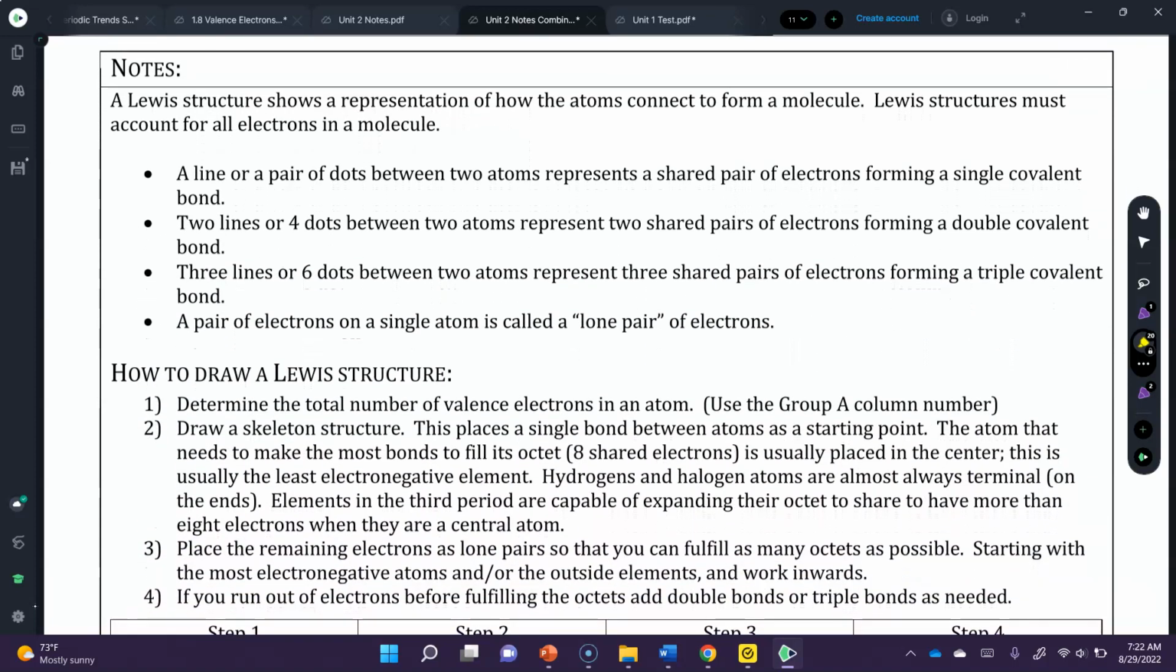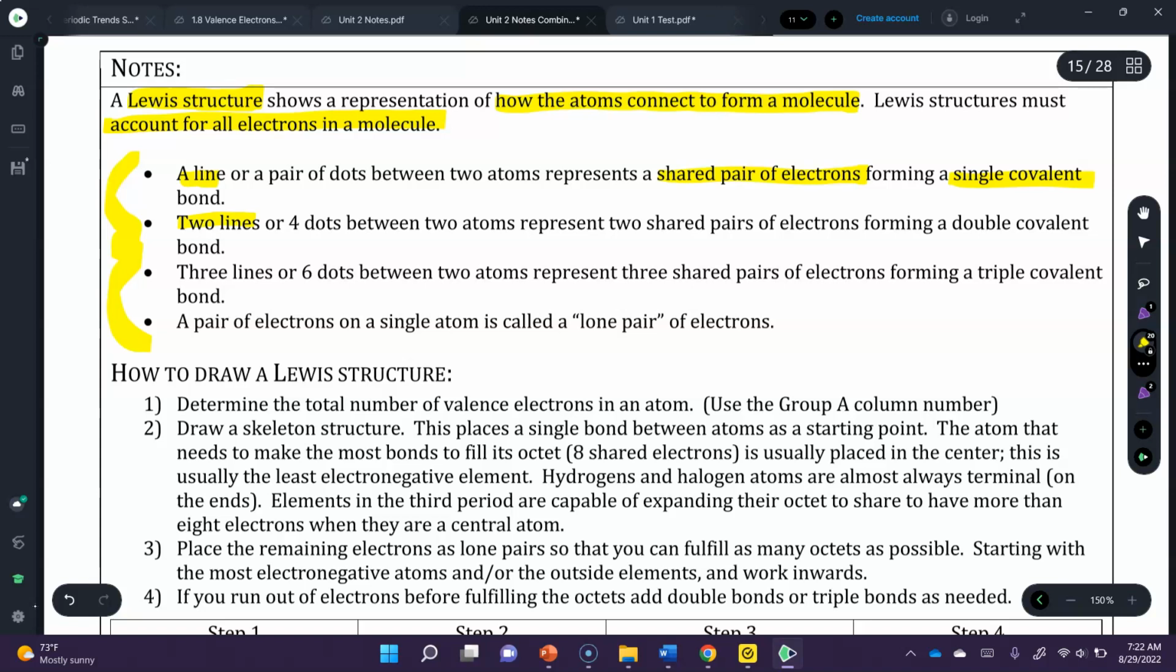Moving into our notes. A Lewis structure shows a representation of how atoms connect to form a molecule. Lewis structures must account for all of the electrons in that molecule. You'll want to remember these: a line or a pair of dots between two atoms represents a shared pair of electrons forming a single covalent bond.